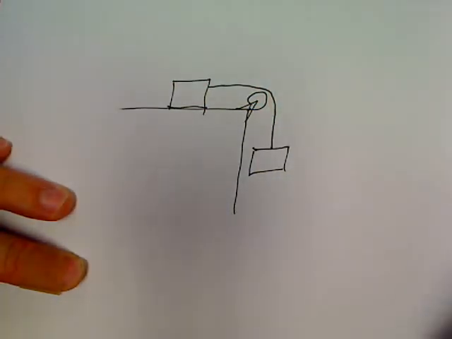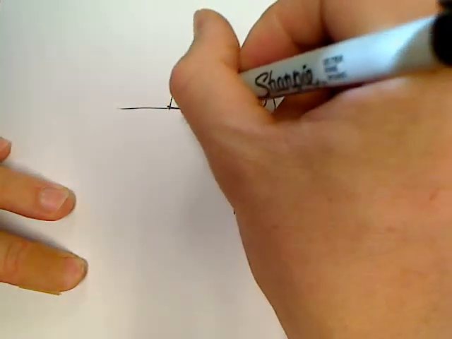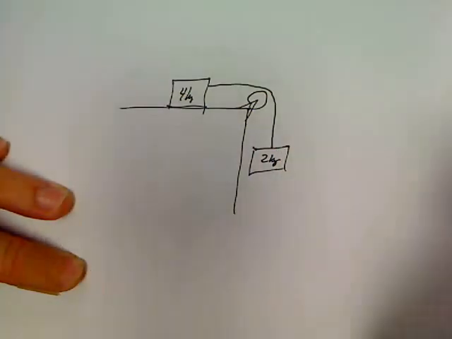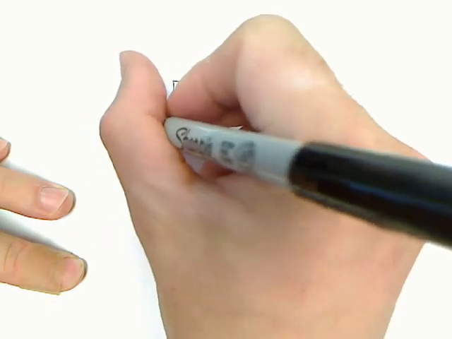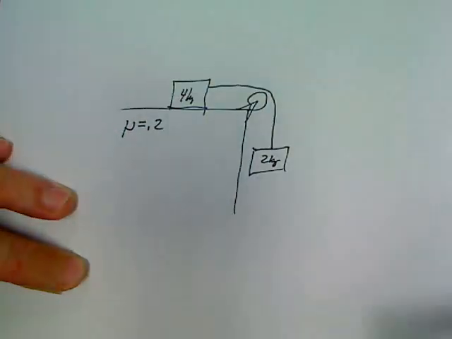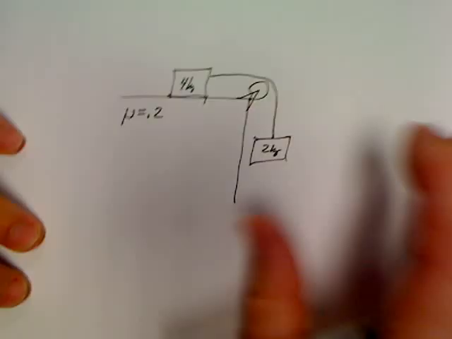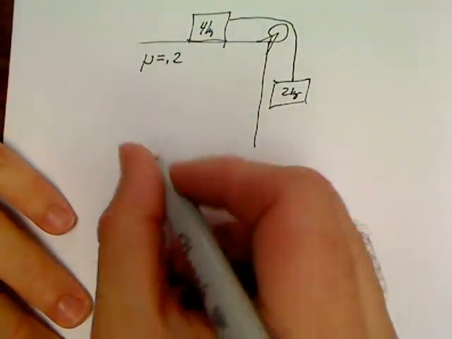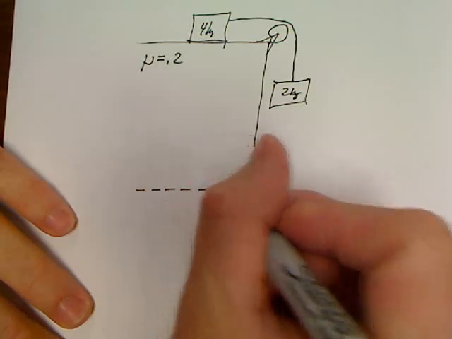I'll draw. All right, we'll do the same: 4 kilograms, 2 kilograms. And this time we'll say that there's a mu of 0.2 up here for friction between these two. All that's going to do, let's write out our free body diagrams again.